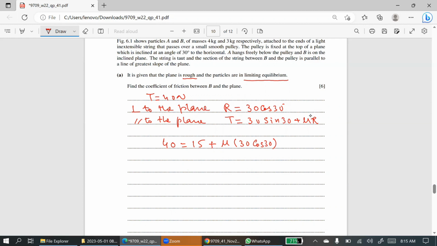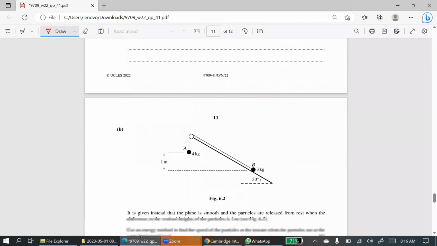25 is equal to mu times 30 cos 30. Mu is equal to 25 divided by 30 cos 30, which is equal to 0.962. Now we will move to part B.